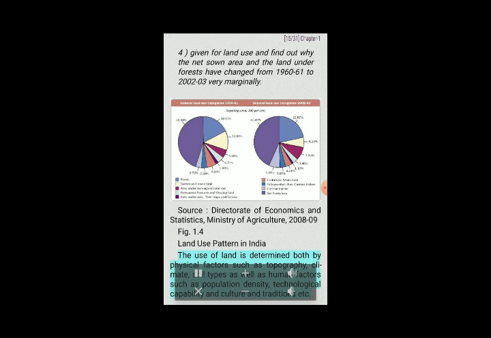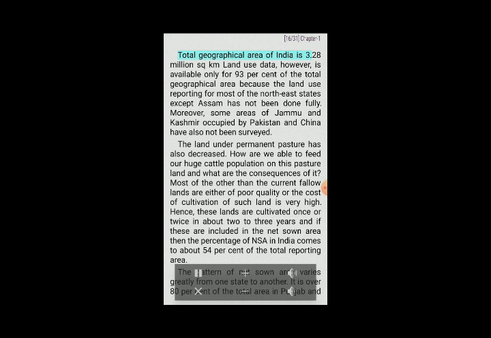The use of land is determined both by physical factors such as topography, climate, soil types as well as human factors such as population density, technological capabilities, etc. Total geographical area of India is 3.28 million square kilometers. Land use data, however, is available only for 93% of the total geographical area because the land use reporting for most of the northeast states except Assam has not been done fully. Moreover, some areas of Jammu and Kashmir occupied by Pakistan and China have also not been surveyed.